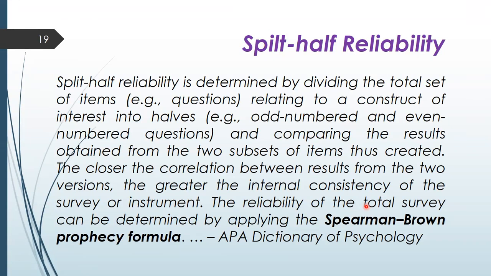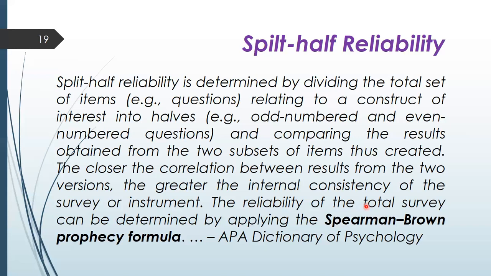But because here you are not trying to develop two parallel tests per se, you are still using the same instrument. During your analysis, you will have a single instrument which you administer to people. It's during your analysis that you pick the responses for the odd items and add them together, then pick the responses for the even items, add them together, and you now correlate. So that's the difference between split half and parallel.